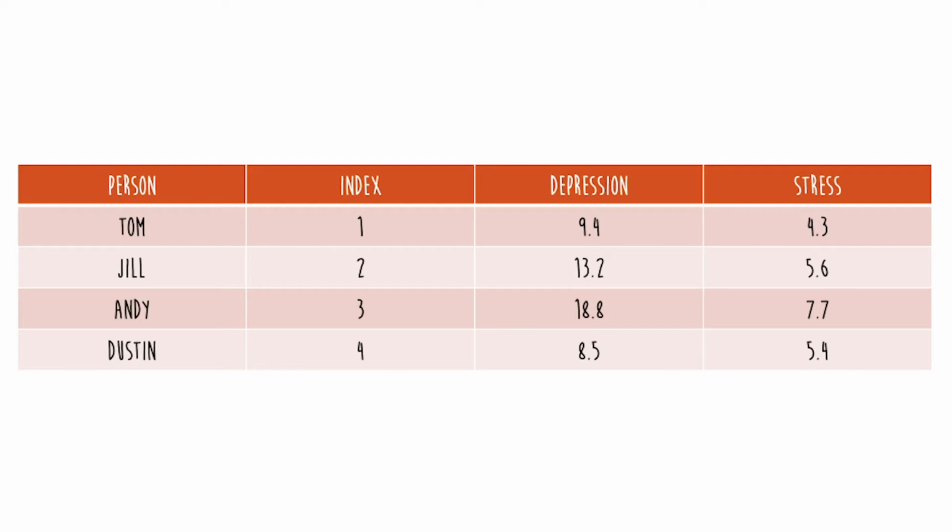All right, so let's look at a data set and see how this might work. So here we've got person and then their index or their I, their depression and their stress. So depression subscript 3 represents depression for the third person, which is Andy. Poor Andy, he's got an 18.8 depression score. Next time you see Andy, give him a big hug and tell him you love him. Andy's having a rough time.